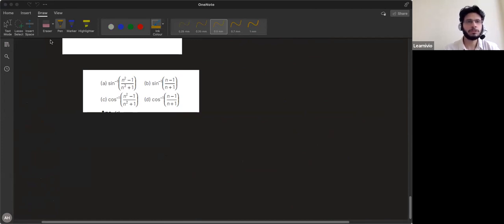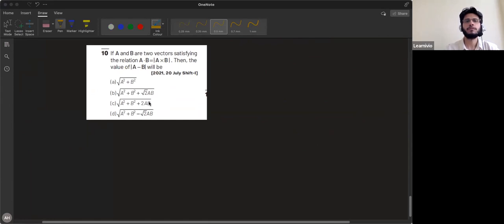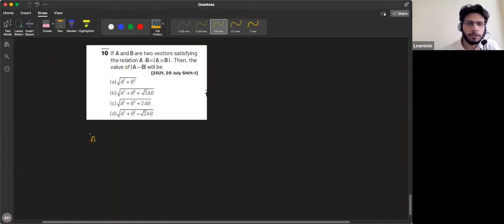So this is a good question, including everything like dot product, cross product, everything. A dot B is mod of A cross B, and you're supposed to calculate A minus B. What's the formula for calculating the resultant of A minus B? Krishna?